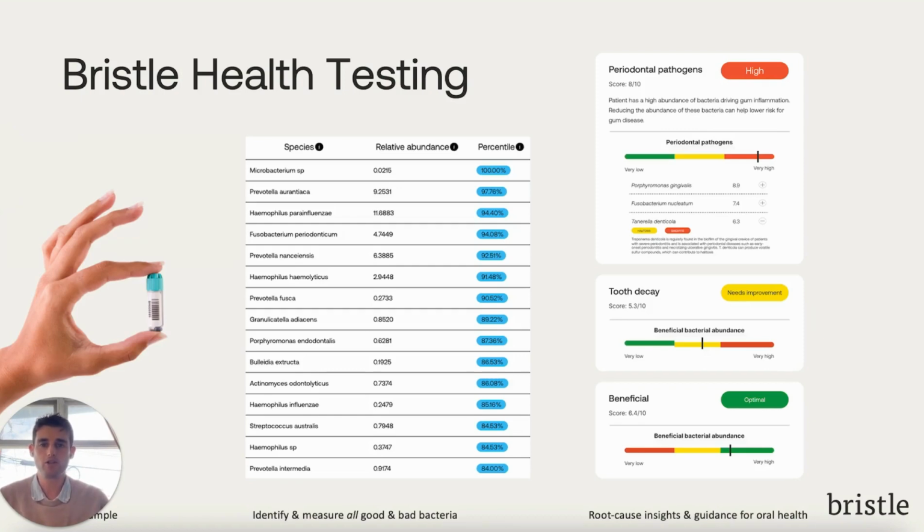Bristle identifies and measures the abundance of these microbes from a single saliva sample to provide root cause insights into your patient's oral health and risk for disease. By leveraging these insights, you can optimize dental care for your patient.